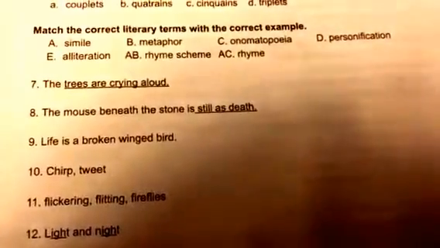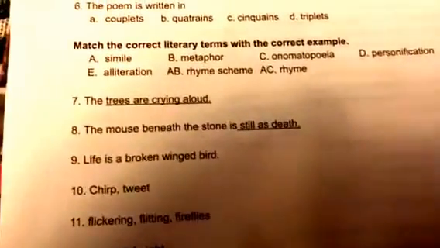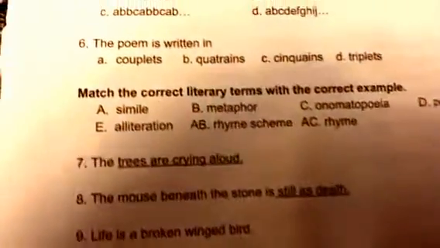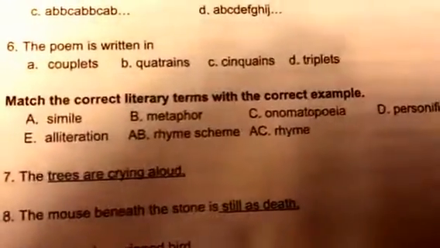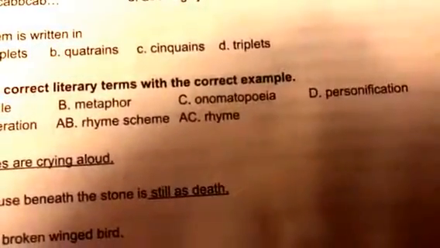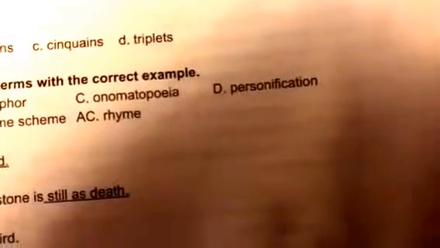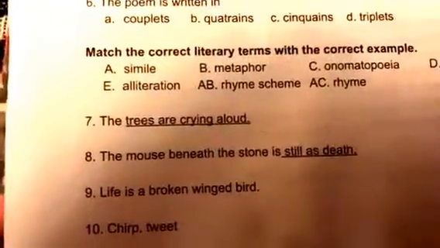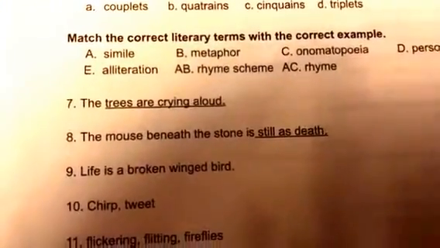Match the correct literary term with the correct example. So you have all these literary terms. A is simile, B is metaphor, C is onomatopoeia, D is personification, E is alliteration, F is rhyme scheme, G is rhyme.